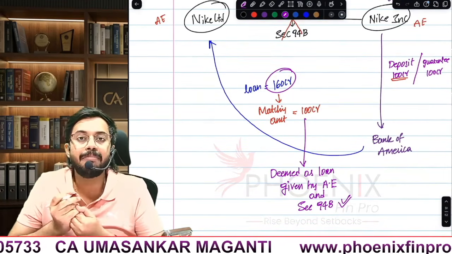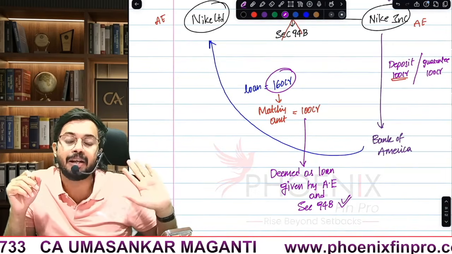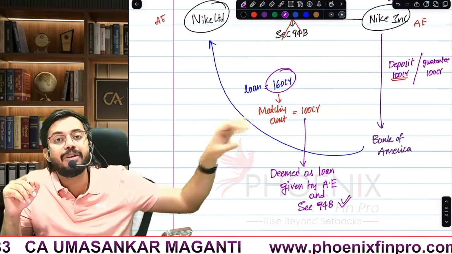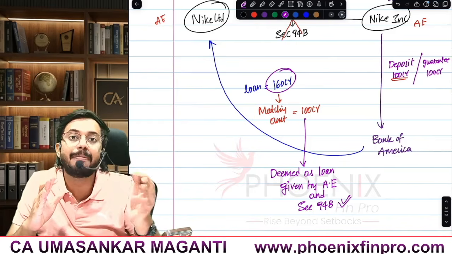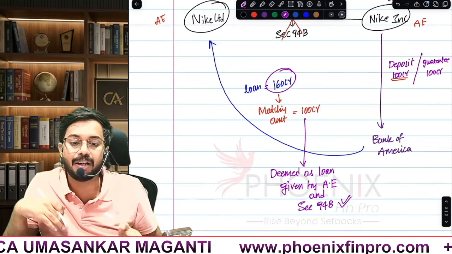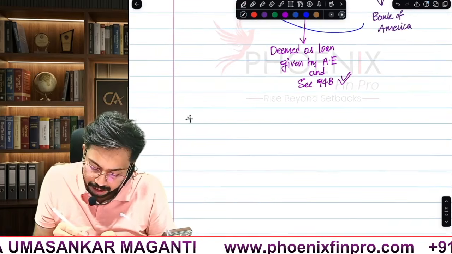Even if the loan is given by a third party, but our associated enterprise deposited money with the third party, or our associated enterprise gave a guarantee to the third party, still it will be deemed as a loan given by the associated enterprise to the extent of the matching amount, and section 94B is applicable. Are you able to understand? Clear? Next. One more point.